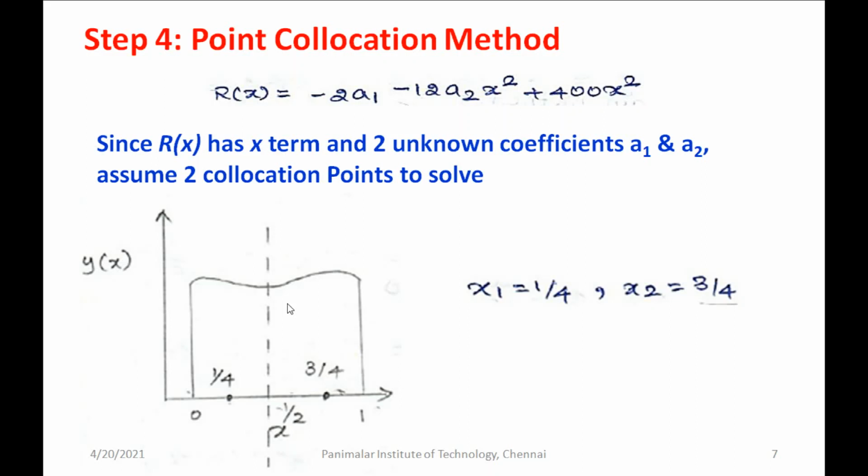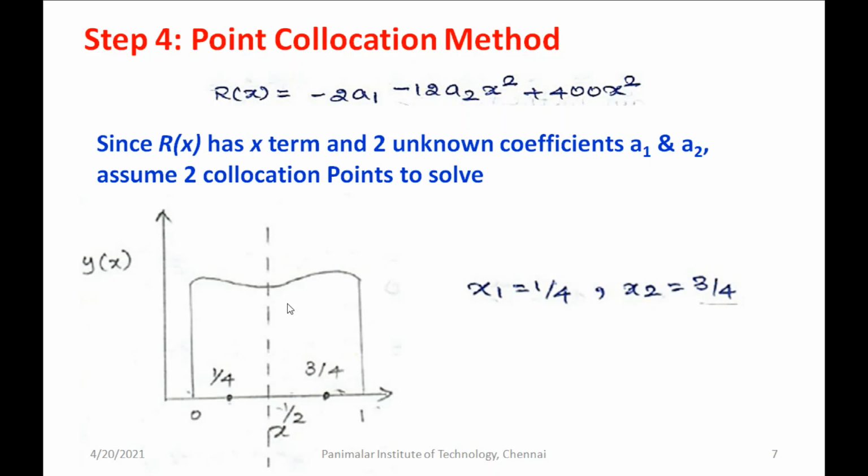Then we have to select the center point of each domain. So for 0 to 1 by 2, the center point is 1 by 4. From 1 by 2 to 1, the center point is 3 by 4. So the two collocation points will be x1 equal to 1 by 4 and x2 equal to 3 by 4. By using these 2 points, what is the collocation method? At point x1, we are going to assume the residual is 0. At point x2, again we are going to assume the residual is 0. So these two will give you two simultaneous equations. Then solving these two equations, we are able to evaluate the coefficients a1 and a2 values.